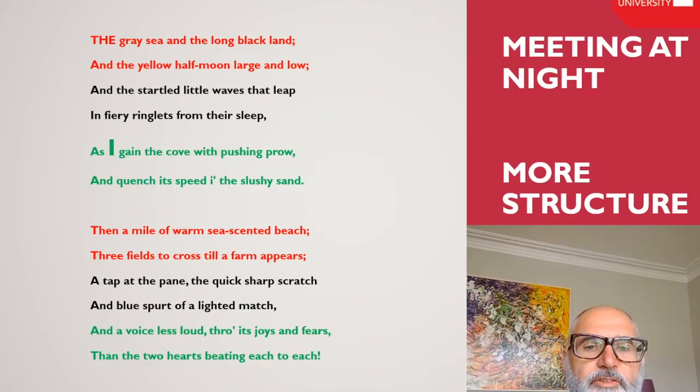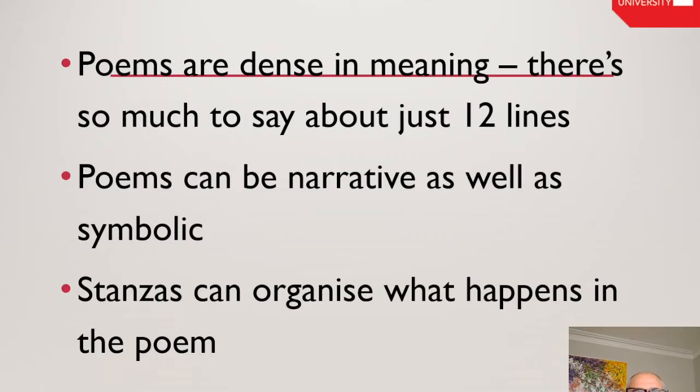This slide then illustrates that division, not just between stanzas, but also between each pair of lines as we move through the poem. We can divide it first into two stanzas and then into these six couplets. So, a quick summary. Back to that idea, dense in meaning. There's a lot to say about just these twelve short lines. The poem is both narrative, it tells a story, but it's also symbolic. There's lots of organisation going on through rhyme scheme, through structure, through imagery.